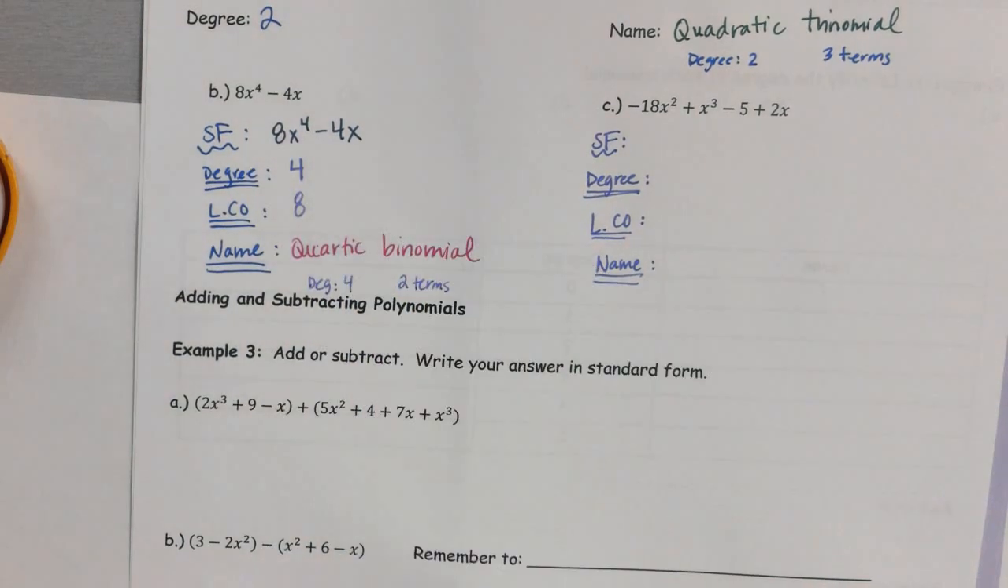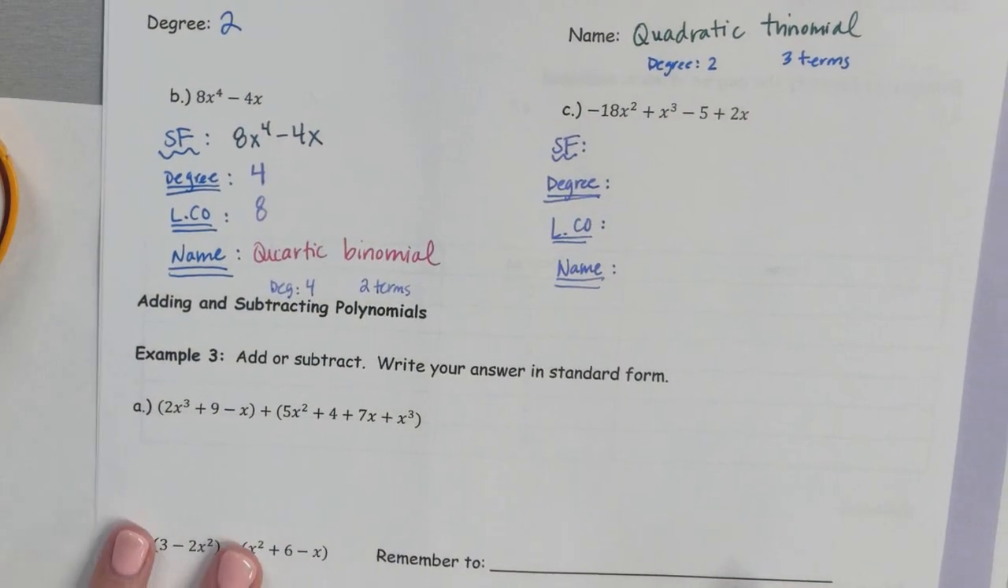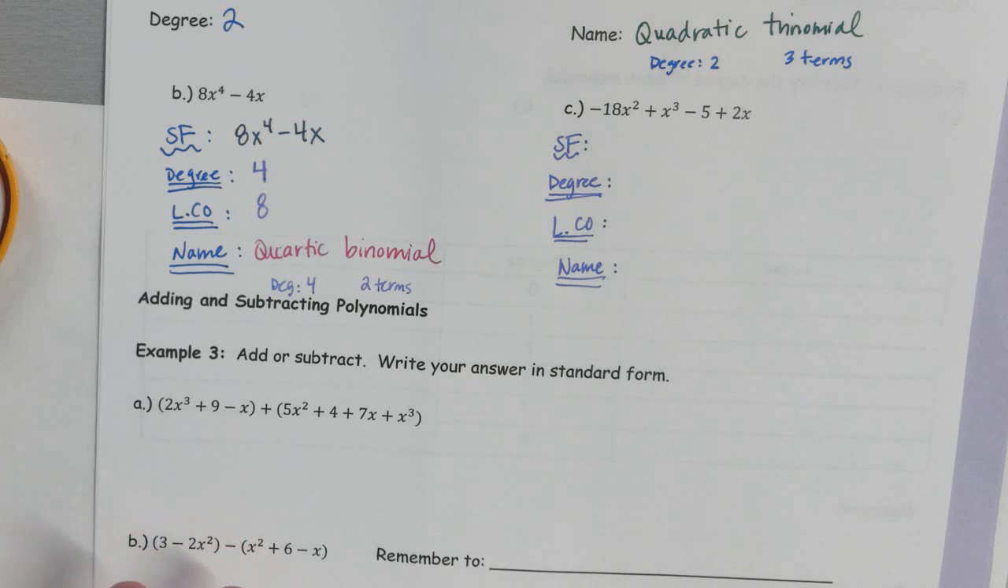Okay, go ahead and do part C if you haven't already. And then once you do part C, if you finish that pretty quickly, you can go on to example 3, part A. That's kind of tied into something we did in the last chapter.